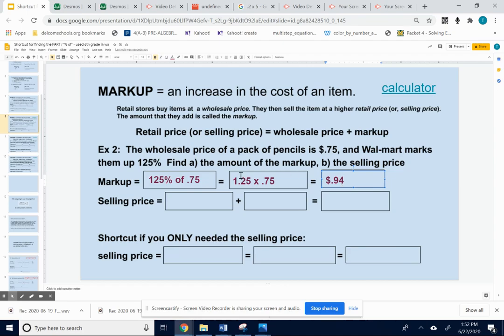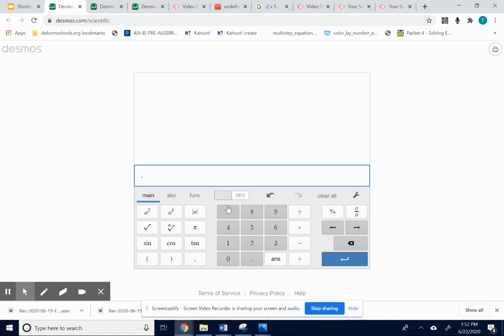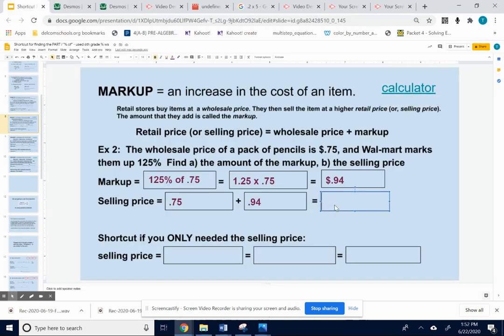So you're going to have to buy them for the 75 cents that they paid for the pencils, plus an extra 94 cents that they mark it up. If you want to, you can use the calculator again: 0.75 plus 0.94. That's $1.69. So they spend 75 cents on the pencils, they mark it up 94 cents, and then they sell them to you for $1.69.